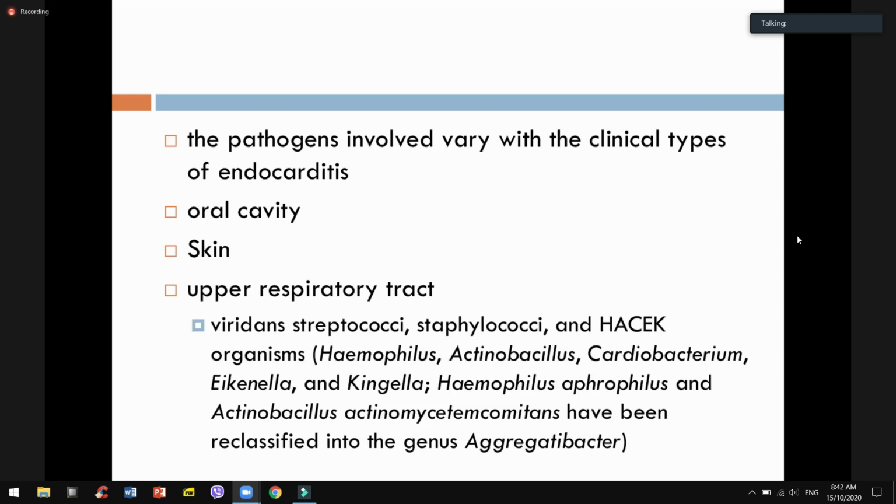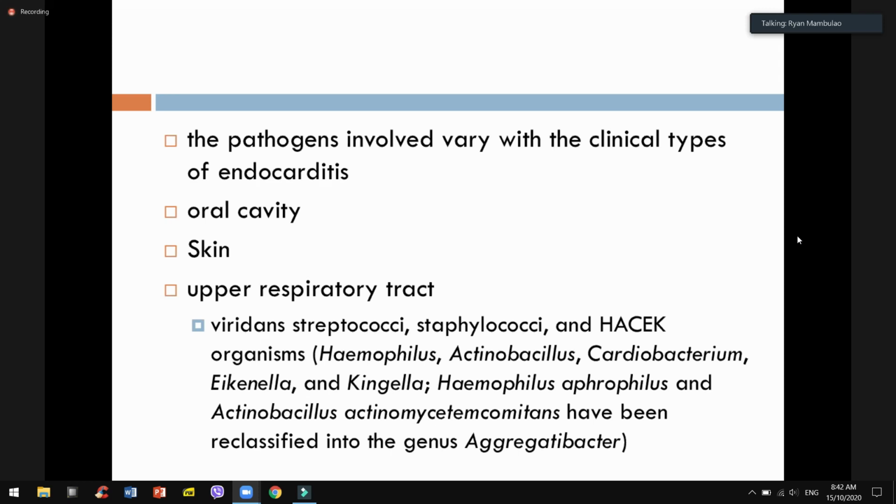Okay. Pag merong oral cavity, kaya history yung may dental caries or may mga skin lesions, these are high risk or predisposing factors for infective endocarditis or any upper respiratory tract infection.